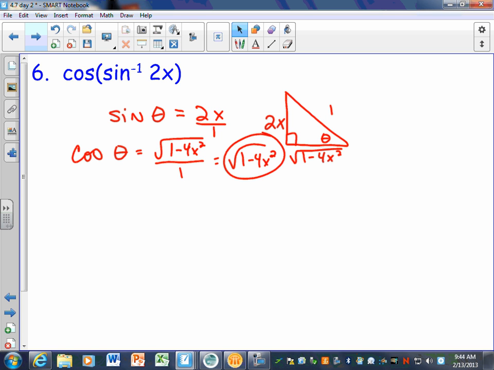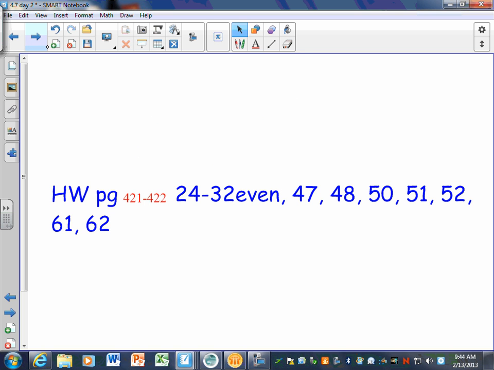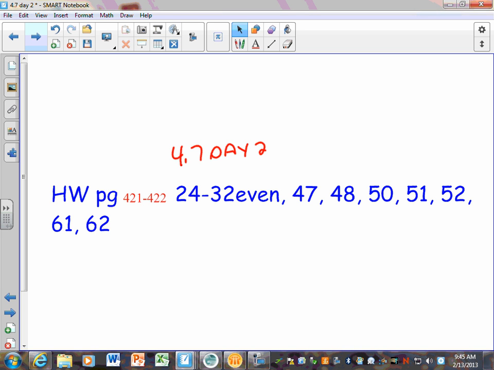Yep. So if they gave you a fraction, yeah, you could just take whatever the bottom is as your hypotenuse. Hopefully, maybe this isn't going to be so bad. So I'm going to give you some time to work on your homework. This is 4782. 24 through 32 even. And then 47, 48, 50, 51, 52, 61, and 62. You should be able to get a really good start on this day, if not even finish it all.